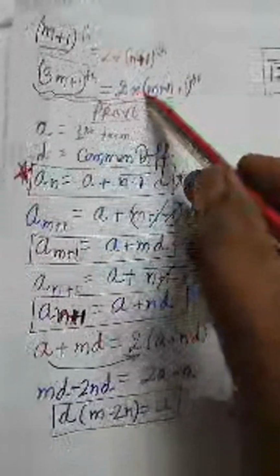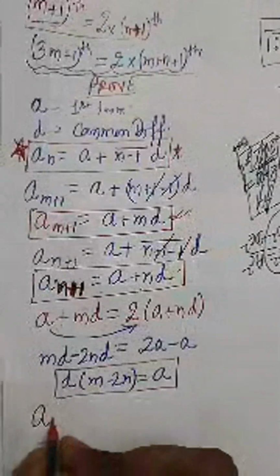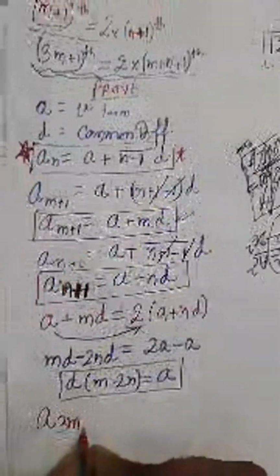We need to prove 3m plus 1th term is equal to 2 times m plus n plus 1th term. So do one thing: first calculate the 3m plus 1th term, then calculate the m plus n plus 1th term, then we will prove this one, right? So what will be the value of 3m plus 1th term?